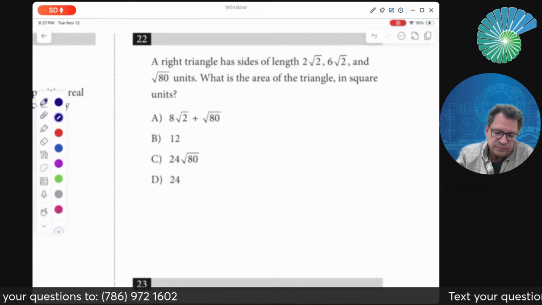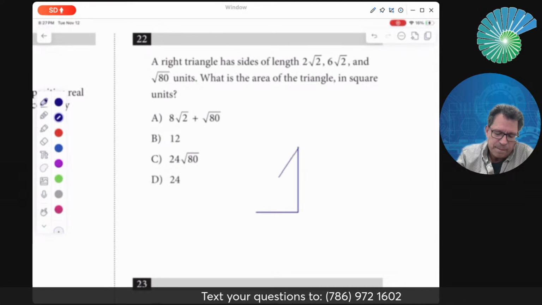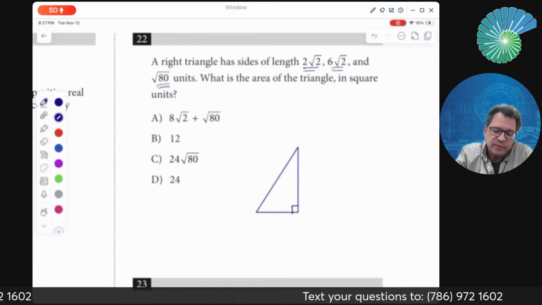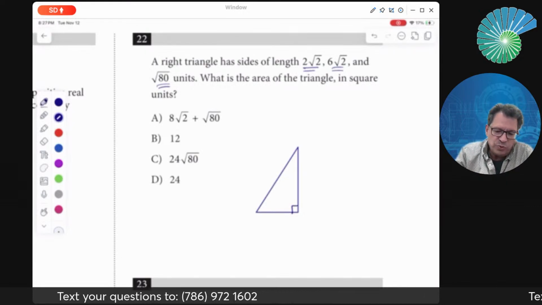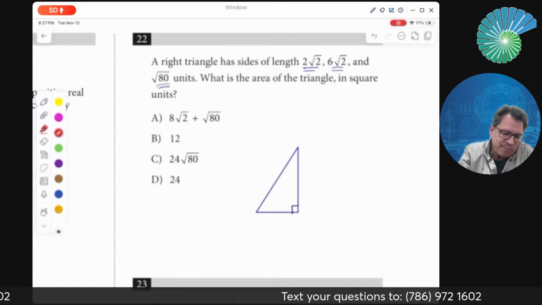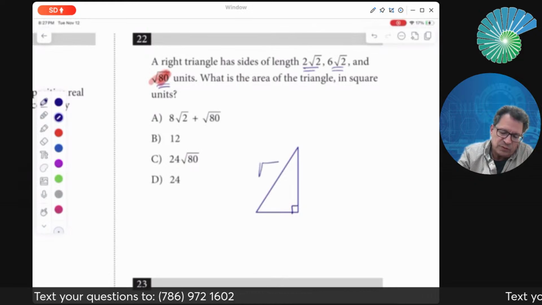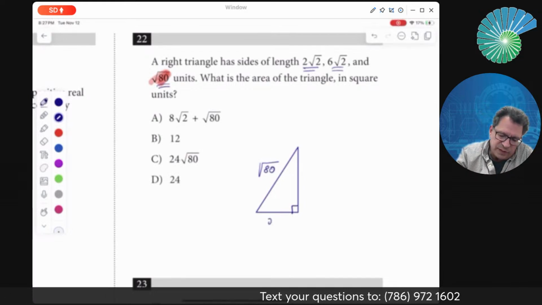you have a right triangle. Okay, so they talk about a right triangle. I'm going to draw a right triangle. And these are the respective lengths of the sides of that triangle. Well, I need to figure how to label the right triangle appropriately. It happens that the square root of 80 is the longest side, so that has to be the hypotenuse. The other two, it doesn't really matter how I label them, so I'm going to do this.